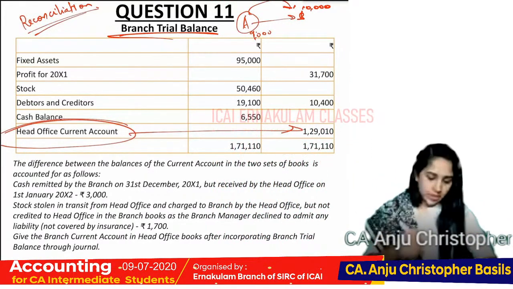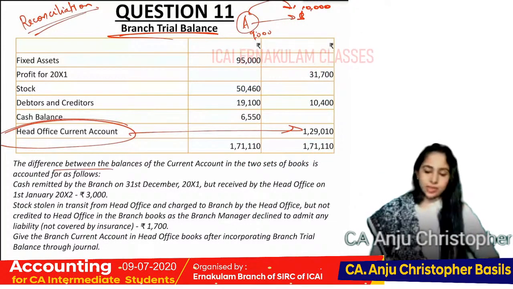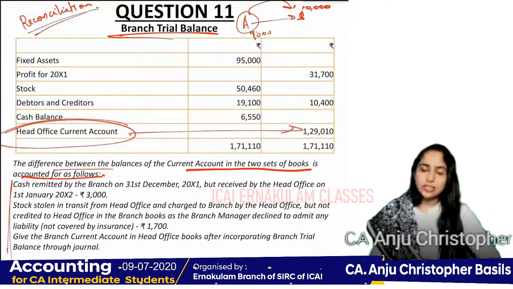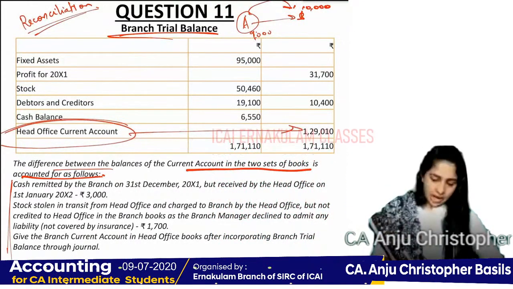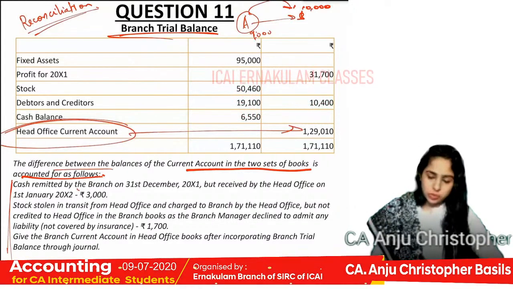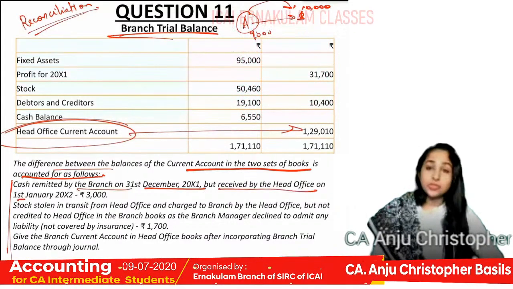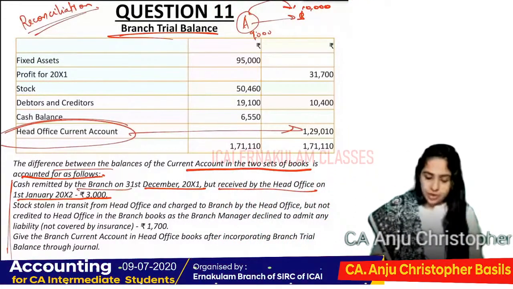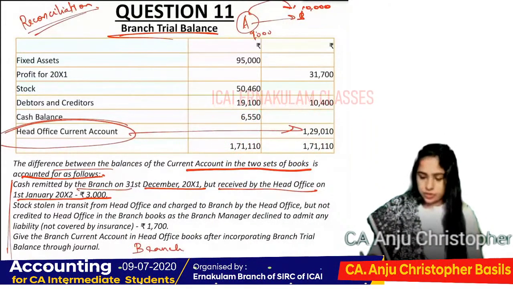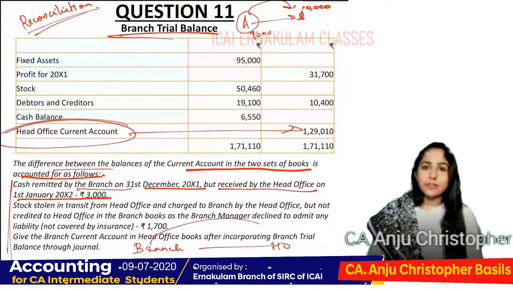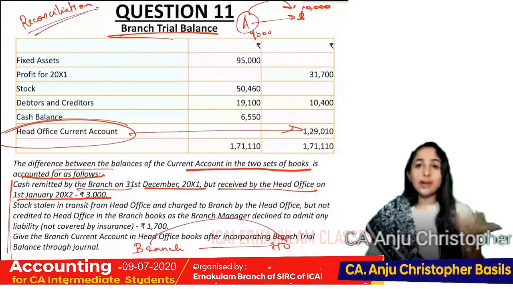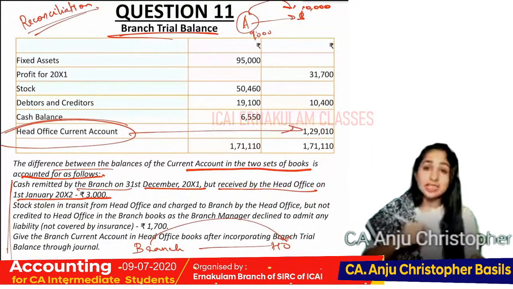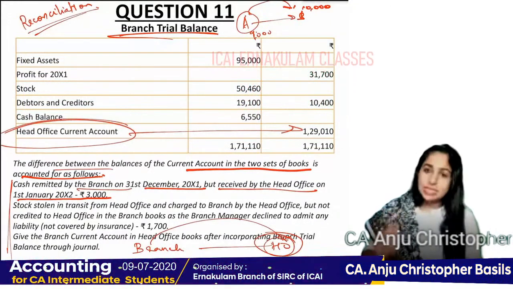We'll see to that. So listen, the difference between the balances of the current accounts in the two sets of books is accounted for as follows. So they have given the difference, the reason for the difference also. Cash remitted by branch on 31st December 2001, but received by head office on 1st January 2002. Okay, so from branch, what happened? We have branch here, we have head office here. From branch, the amount was remitted to head office. So branch already recorded the payment, but head office did not record the receipt. Okay, that should be recorded in the books of head office because it is cash and receipt. Okay, so this has to be done.